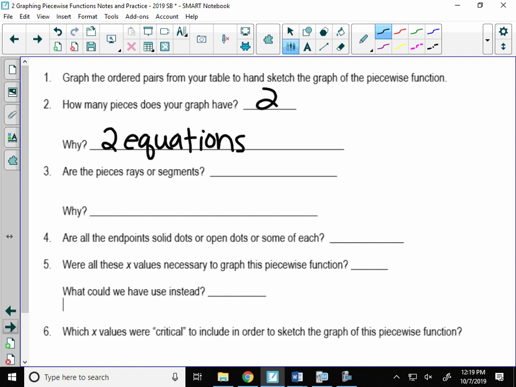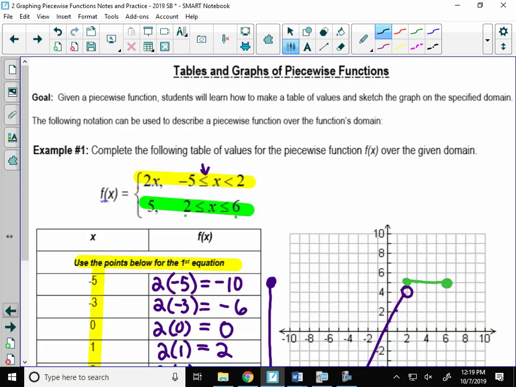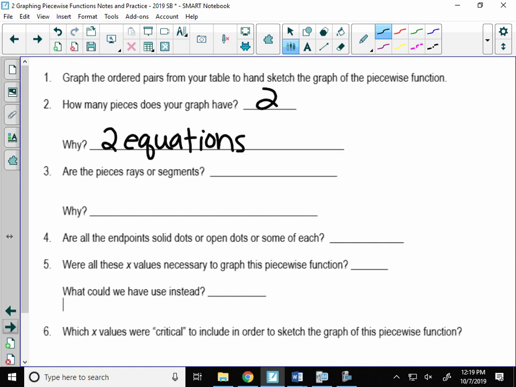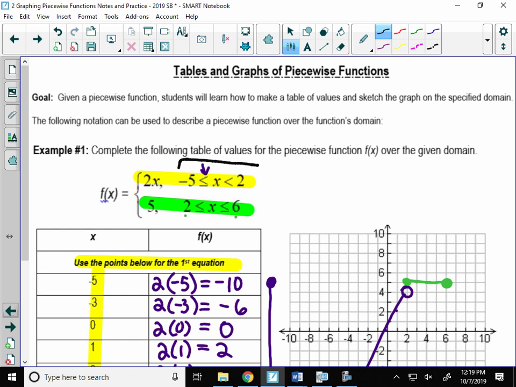Now, are those pieces, I know we've talked about this, but are they rays or segments? They were segments. How could you tell they were segments before you even graphed them? Yeah, the domain, these inequalities right here, the domain had endpoints, right? Two endpoints of the domain.